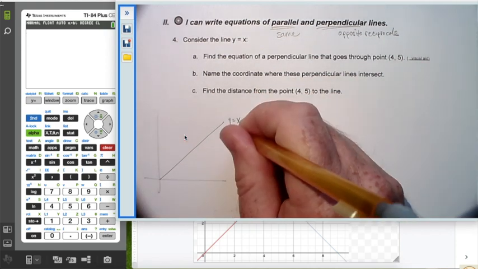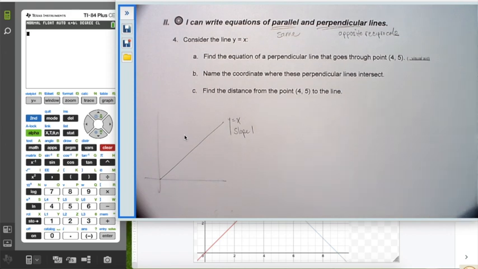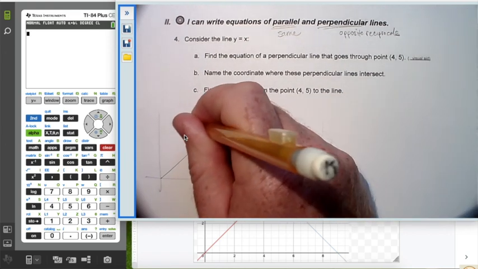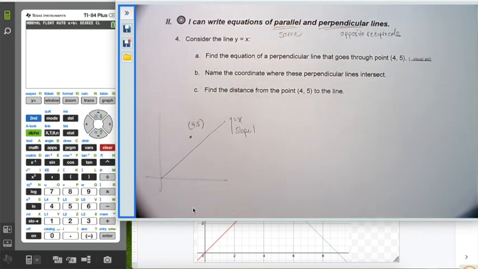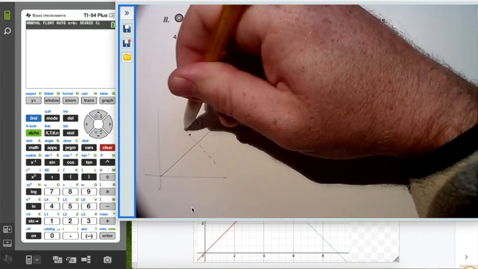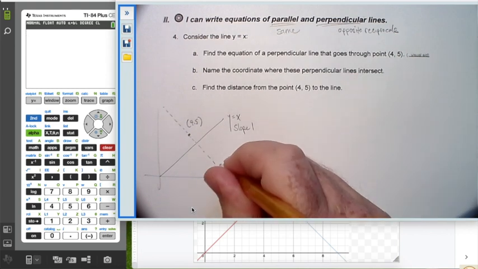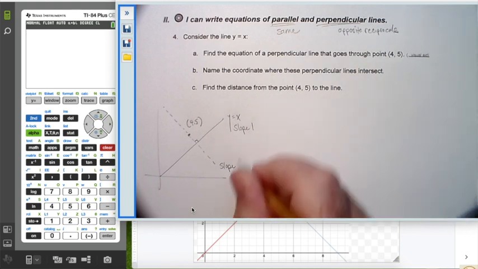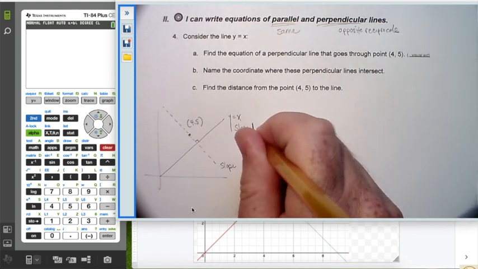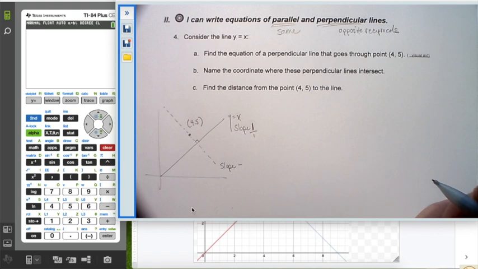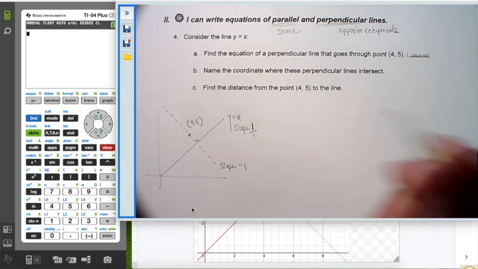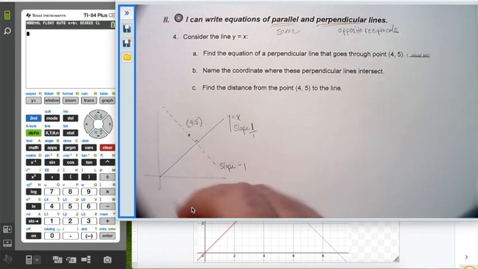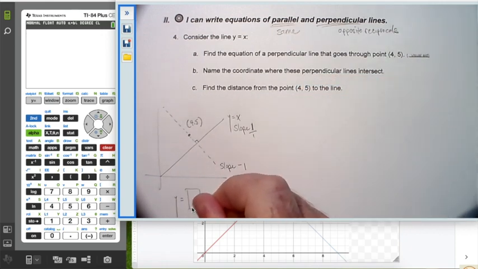So here's my sketch of the line y equals x. The slope of that line is just 1, right? The coefficient of x. So the point 4, 5 would be about here, and I need a perpendicular line through that point to the line y equals x. Because of opposite reciprocals, if the slope of the original line is 1, the slope of the perpendicular line needs to be negative 1 over 1, which is just negative 1. So this new line has a slope of negative 1.